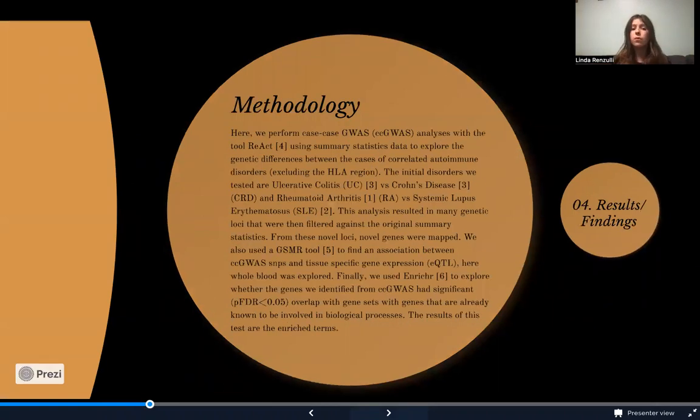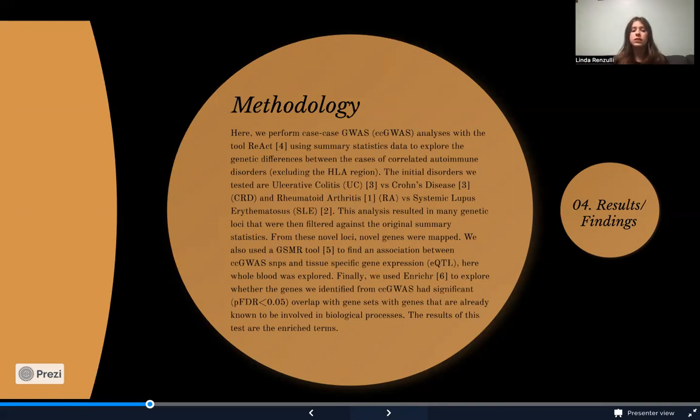So here we perform case-case GWAS, also known as CCGWAS analysis, with the tool REACT, using summary statistics data to explore the genetic differences between these cases of autoimmune disorders. This excludes the HLA region. The initial disorders we tested are ulcerative colitis, often shortened to UC, and Crohn's disease, often abbreviated to CRD or CD, and rheumatoid arthritis, shortened to RA, and systemic lupus erythematosus, shortened to SLE.